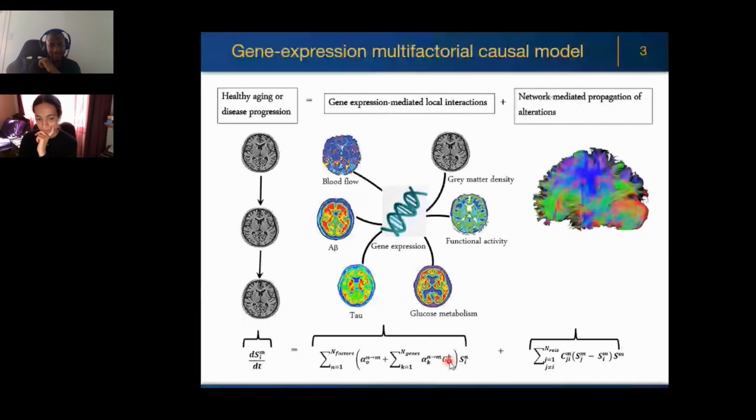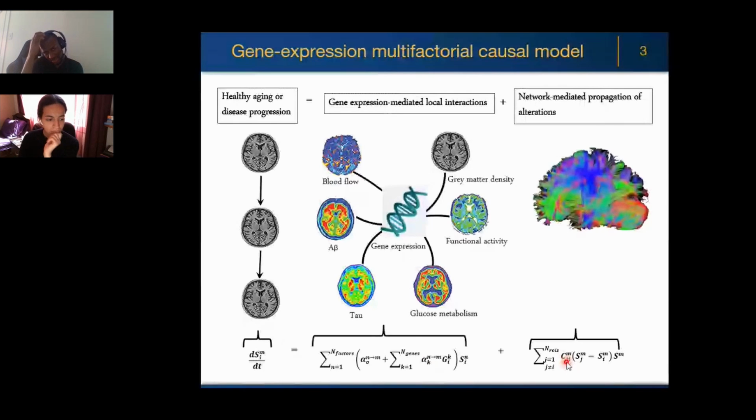And this alpha is the strength of the modulating effect of the gene expression on the interactions between the macroscopic factors. And of course, the alteration in the particular macroscopic factor under consideration that is happening in other brain regions also flows into the region we are considering. That flow can be modeled by the connectivity matrix we see here.